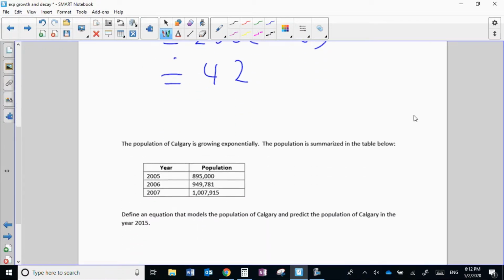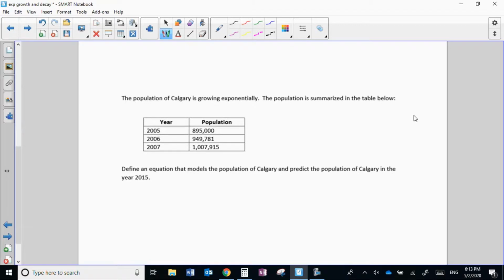Given some data, so I've made these numbers up, or I've kind of rounded them just for the sake of our lesson here, but the population of Calgary is growing exponentially, and you see the years 2005, 2006, 2007, and the population. We're going to come up with an equation and a prediction for the year 2015. So here we are not given the growth rate. We're given an initial population for the year 2005.